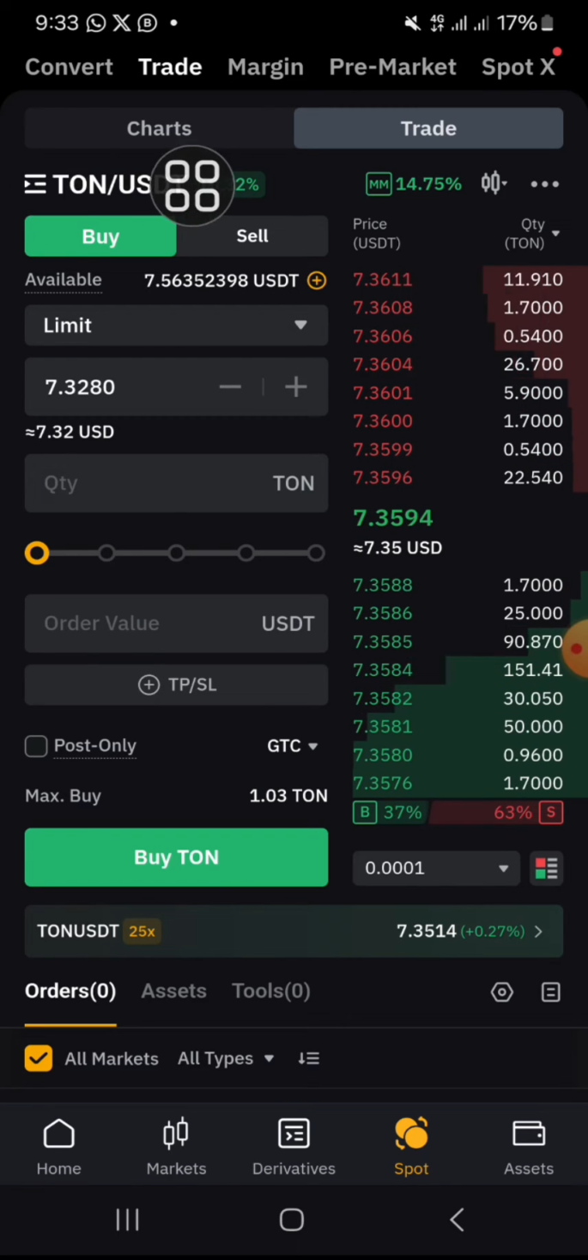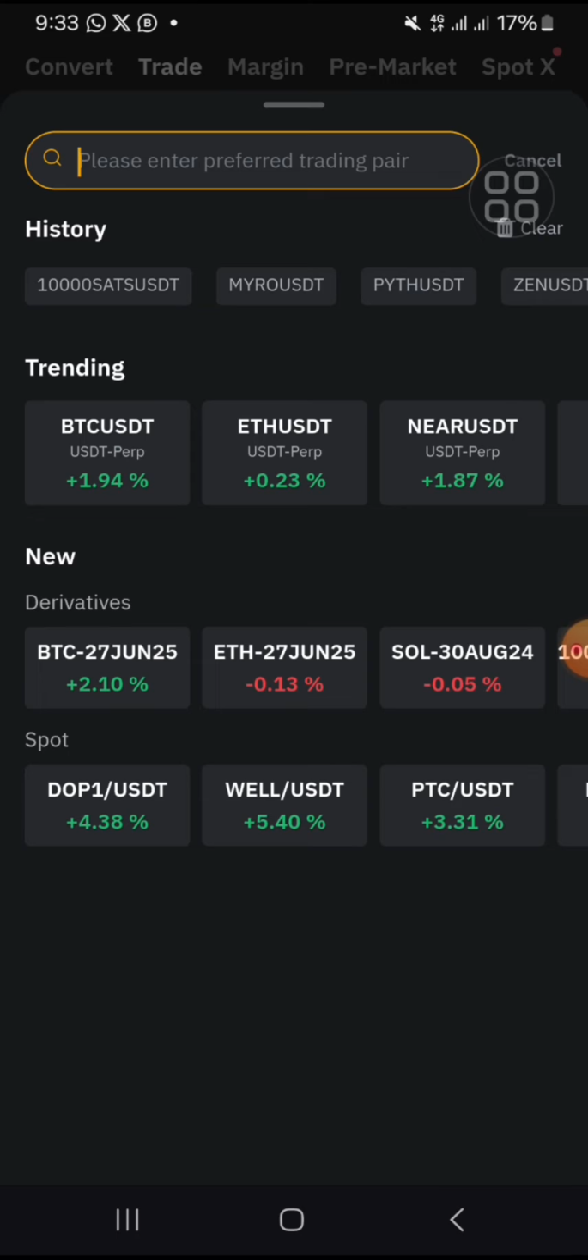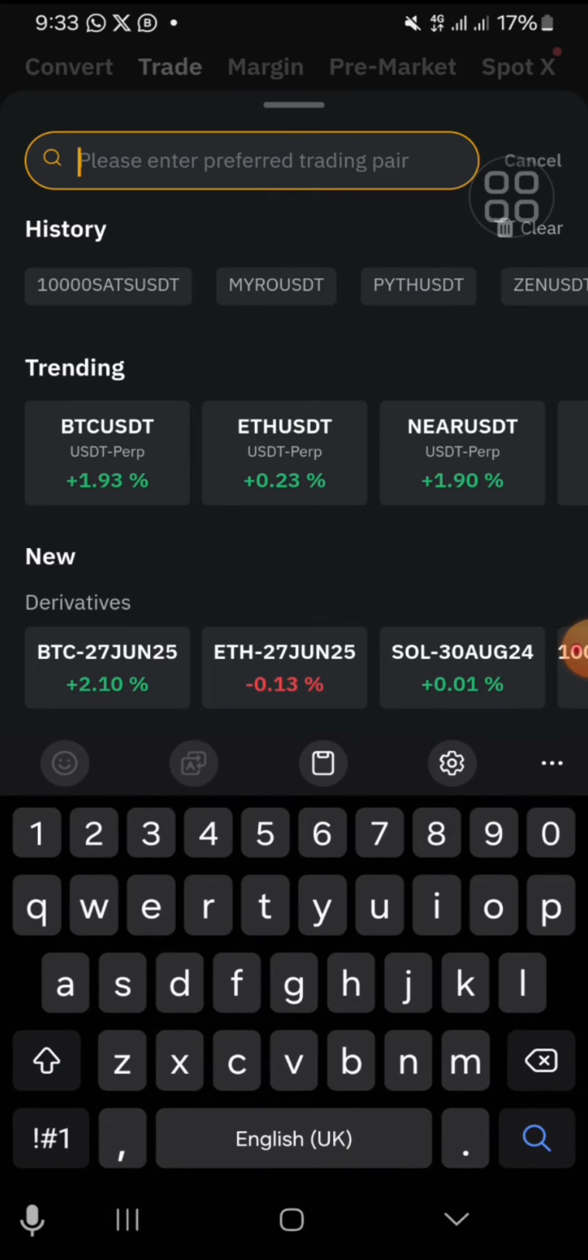Then this place, TON USDT, is where you select the crypto pair that you want to trade. If, for example, you want to trade Notcoin and USDT, you want to buy Notcoin or any coin you want to buy, just tap it on this place.